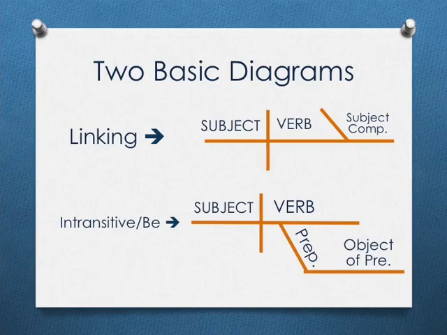For the top diagram, for a linking verb, we can see that we have our cross with the subject separated from the verb. On the right-hand side, we have a line that's slanted that's pointing back to the subject that separates the subject complement from the rest of the sentence. In the bottom, for intransitive or be verbs, we have the subject again separated from the verb, and what's modifying the verb, that prepositional phrase, with the object of the preposition below it.